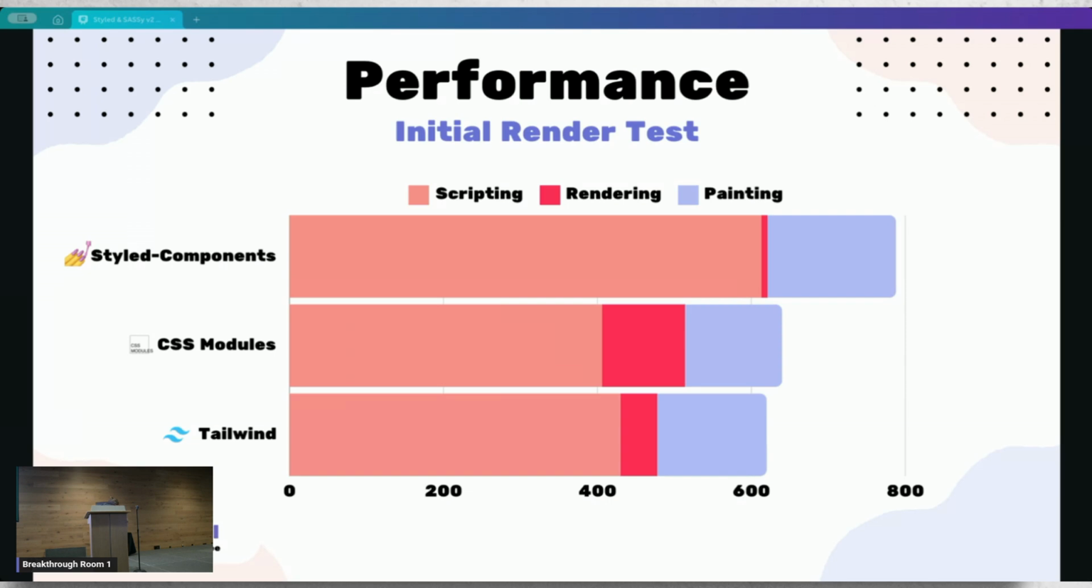Tailwind has the advantage of faster scripting because of its pre-computed styles. And then CSS Modules is a middle-of-the-ground approach with moderate scripting, rendering, and paint times. They benefit from static styles and scoped class names, making them less performance-intensive than CSS-in-JS, but sometimes more efficient than Tailwind.